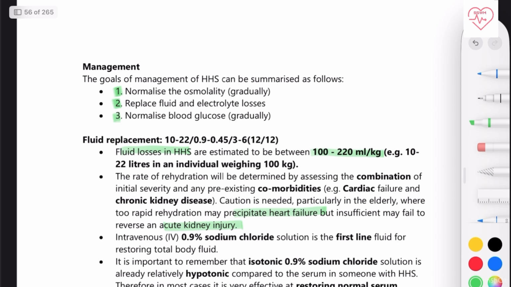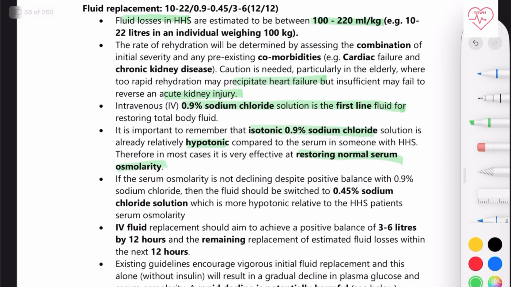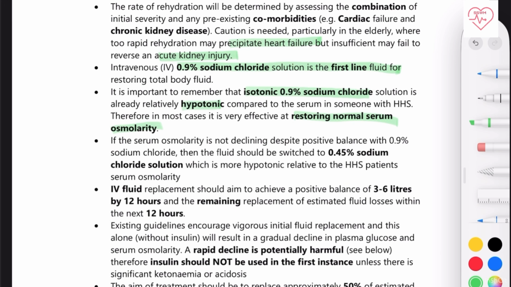Now let's come to intravenous fluids. 0.9% sodium chloride solution is the first line fluid for restoring total body fluid. It is important to remember that isotonic 0.9% sodium chloride solution is already relatively hypotonic compared to the serum in someone with HHS. Therefore, in most cases, it is very effective to restore normal serum osmolarity. If the serum osmolarity does not decline despite 0.9% saline with positive fluid balance, fluid should be switched to 0.45% sodium chloride solution, which is more hypotonic relative to the HHS patient's serum osmolarity. You have to read and go through this, okay?